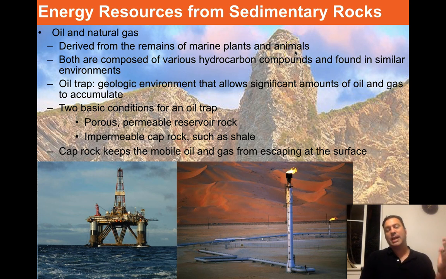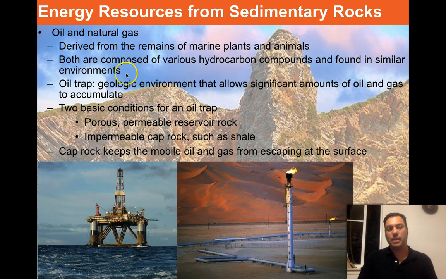Oil forms in a different kind of environment than coal. Coal forms up on the land in a swampy environment, but oil and natural gas actually form in the open ocean from these little tiny marine animals and plants. Remember those little microorganisms I was showing you earlier, the coccolithophores, for example. Both are composed of various hydrocarbon compounds and found in similar environments.